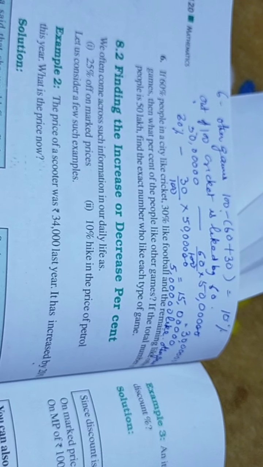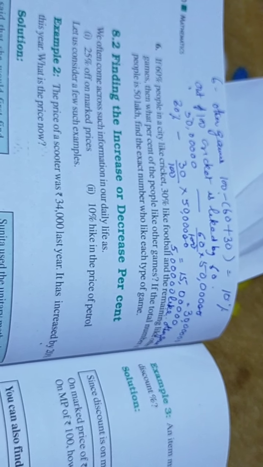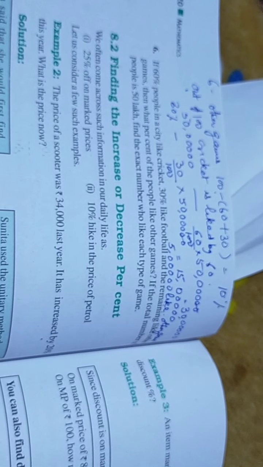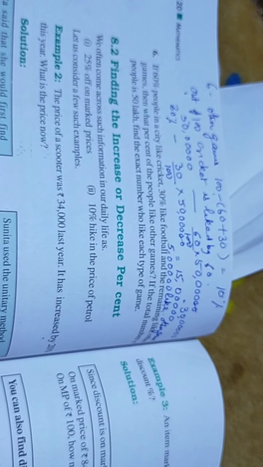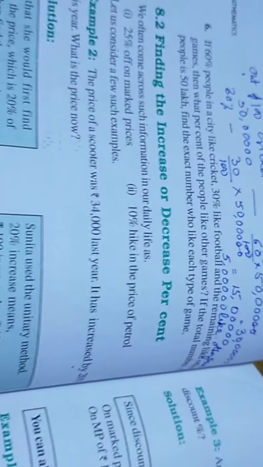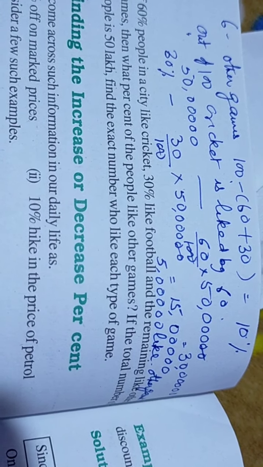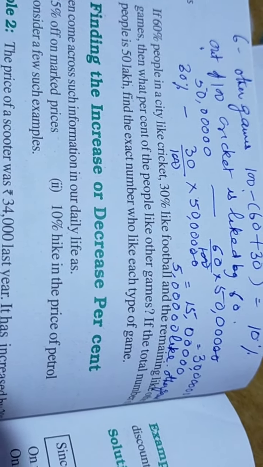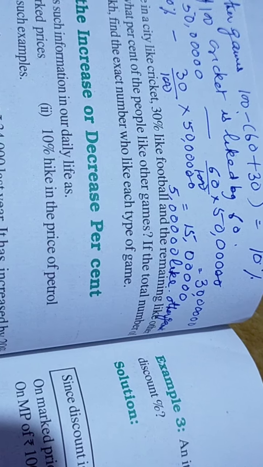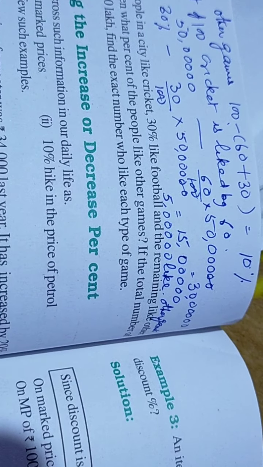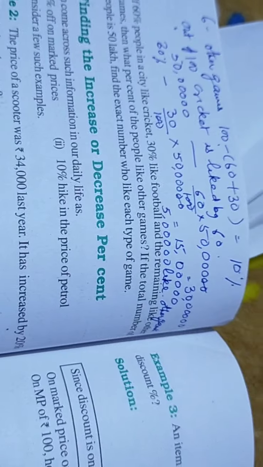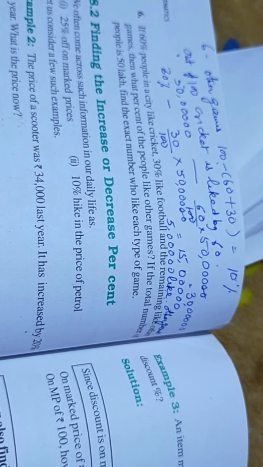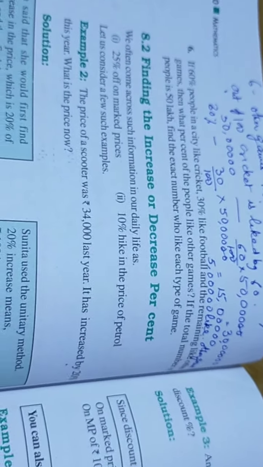Now you have to find out the total number of people out of 50 lakhs who like cricket, football and other games. So, if out of 100 cricket is liked by 60, so out of 50 lakhs cricket is liked by 60 upon 100 into 50 lakhs is equal to 30 lakhs. Similarly, 30% will be 30 upon 100 into 50 lakhs is equal to 15 lakhs. That means 30 plus 15, 45 lakhs like cricket and football. So therefore the remaining 5 lakh like other games. Please do them properly.